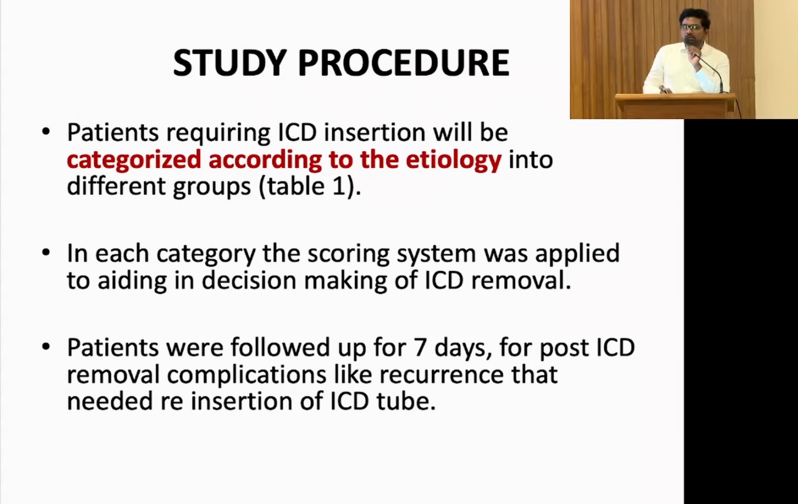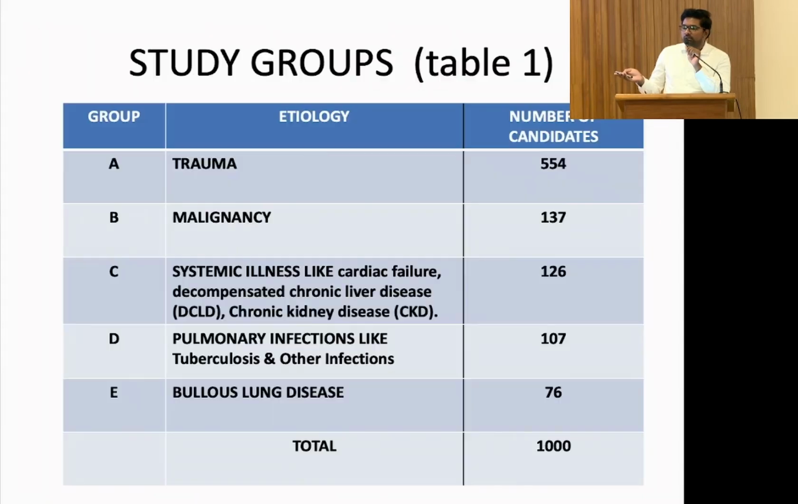So study procedure. Initially, after getting the patient enrolled in the study, patients are categorized into different groups based on the etiology. I'll show the groups here. So there are group A to E. Group A included around 554 patients who needed ICD insertion for traumatic etiology. And group B included 137 patients who needed ICD insertion. The primary cause is malignancy, maybe a CA lung, primary lung malignancy, or a secondary in thoracic cavity.